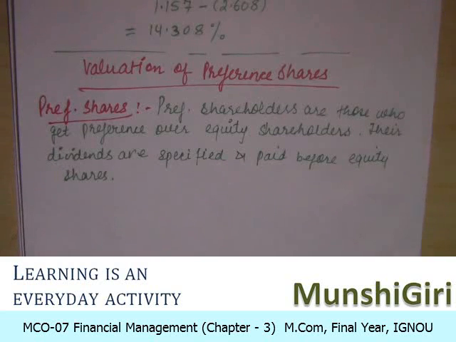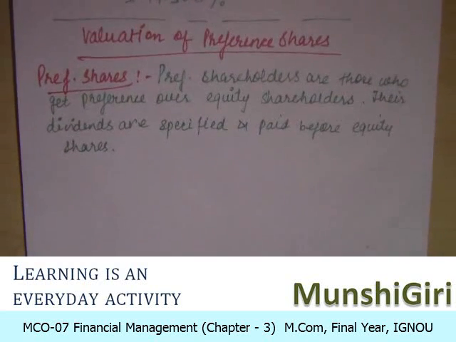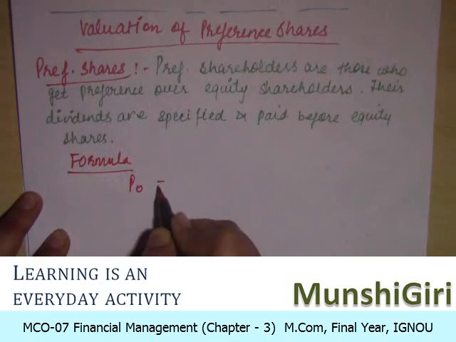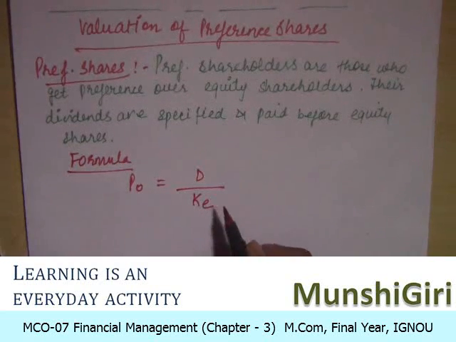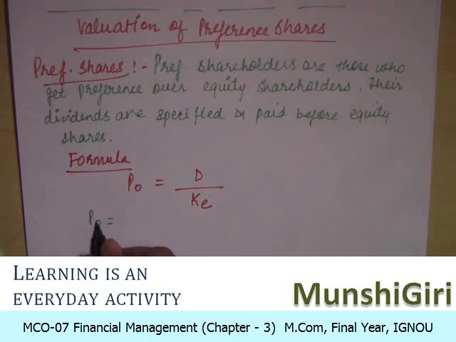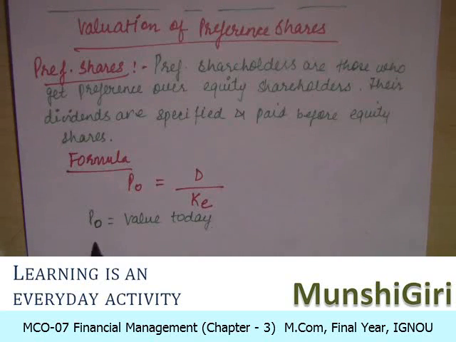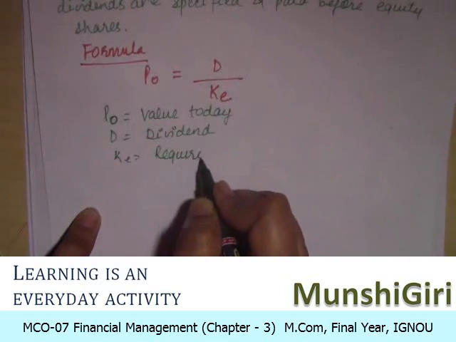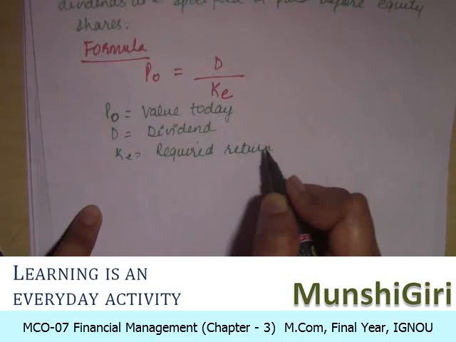Now, how to calculate the valuation of preference shares? We'll write down the formula first. The formula is P0 is equal to D divided by KE. P0 means value today, 0 means today. D is dividend, and KE is the required return of the investor.